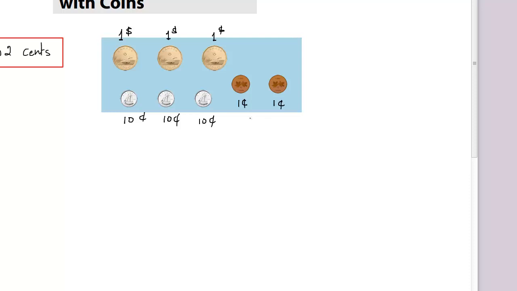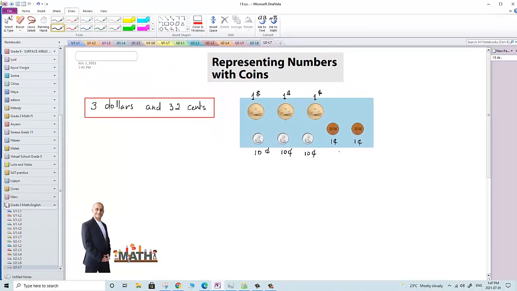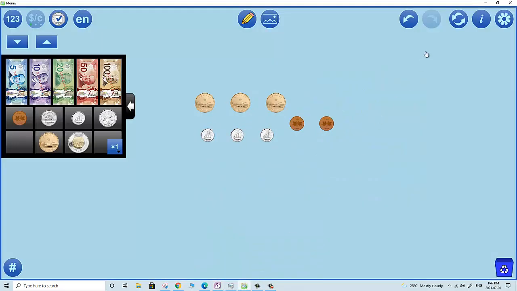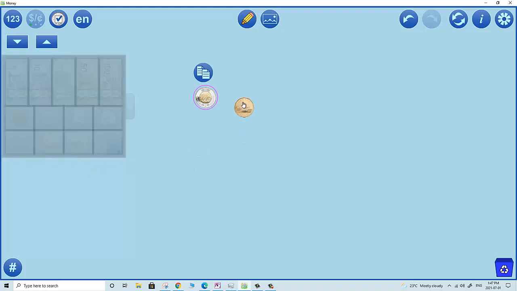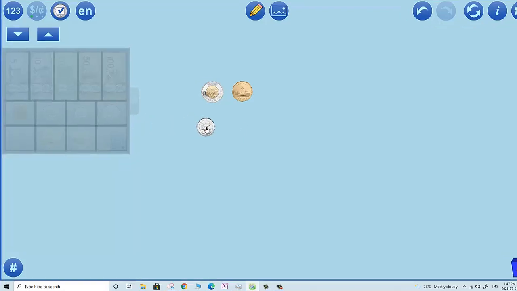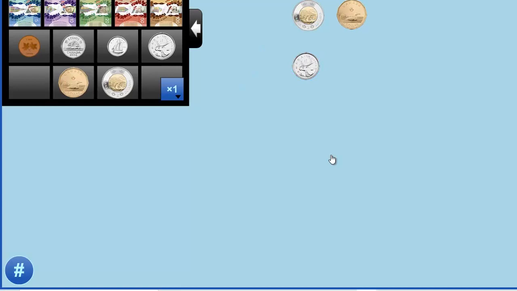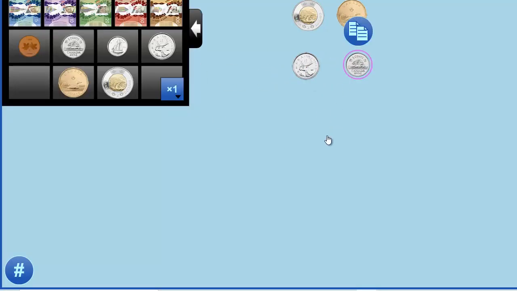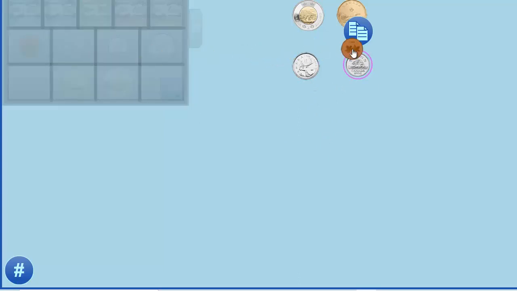Another student will say, no, I have another idea. I can represent it with a different idea. $3.32, I can represent it this way. 1 loonie for $2 and $1, this is $3. And after that, the 32, I can bring 1 quarter, which means 25. I add 5 to it, so 25 and 5, 30. And after that, the 2 cents.